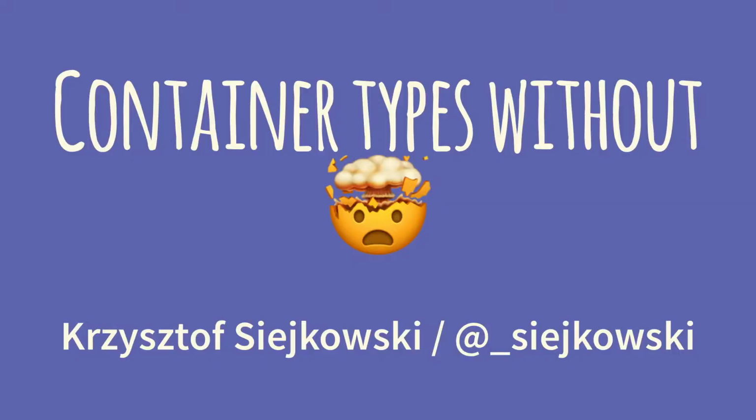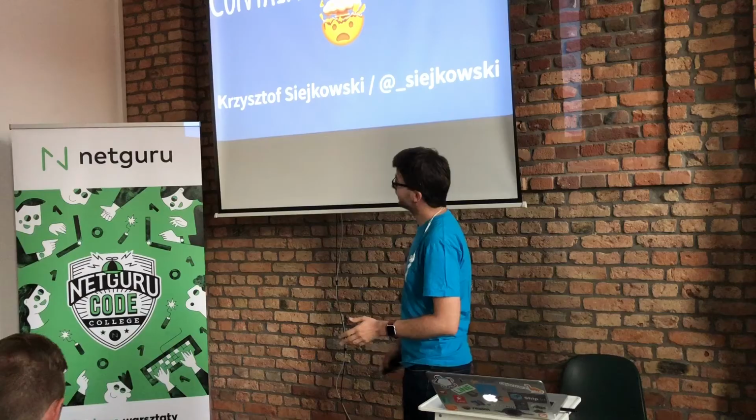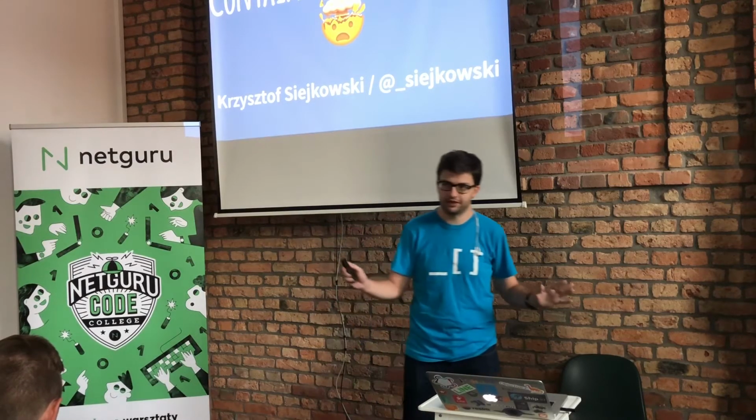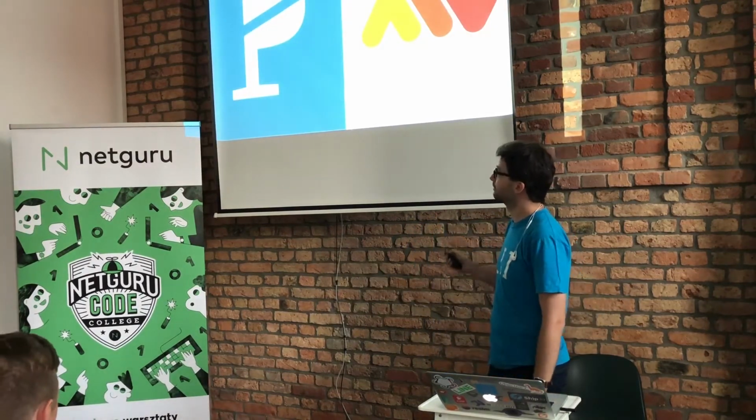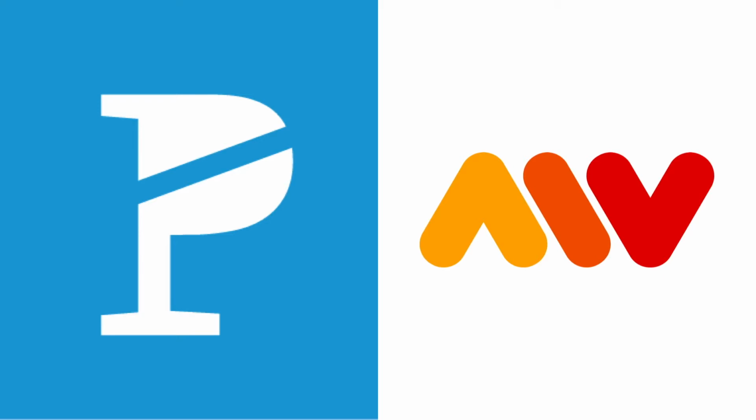So, my name is Krzysztof, as I was introduced. And I'll be talking about types today. But first, a few things about myself. I work in a company called Polydia, which is this nice logo. And I also co-organize a meetup called Mobile Warsaw, which is very similar to this.